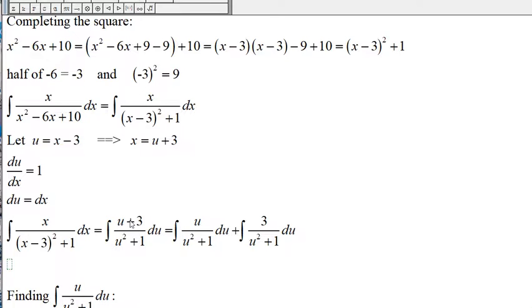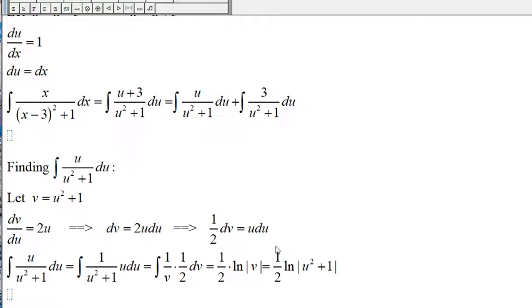And we can expand this as the integral of u over u squared plus 1, plus the integral of 3 over u squared plus 1. And now let's find this integral right here. Here let v be u squared plus 1. dv du will be 2u, the derivative of v with respect to u. And so we have dv is equal to 2u du. Multiply both sides by 1/2. We get 1/2 dv is equal to u du.